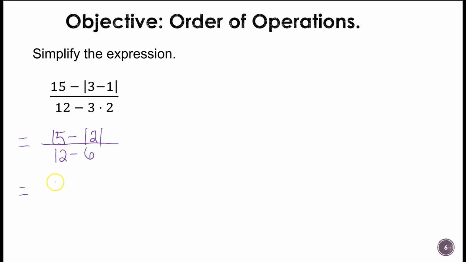Now I'm going to take 15 minus 2. I think I'll just go ahead and say 15 minus the absolute value of 2 is 2, so that's 13. 12 minus 6 is going to be 6, and this fraction doesn't simplify anymore. We just leave it like this as an improper fraction.